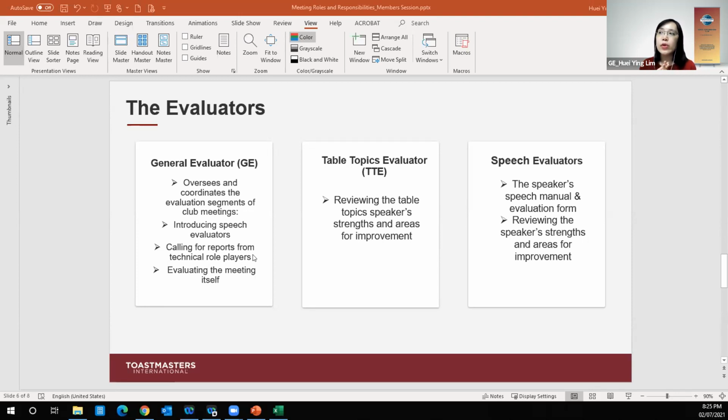In the evaluation form, all the criteria are stated there for how an evaluator will evaluate the speaker. It will still be on the same basis, whereby they will evaluate what the speakers did well, what the room for improvement is, and what the speaker can do to further challenge themselves. So these are the 3 main evaluator roles.